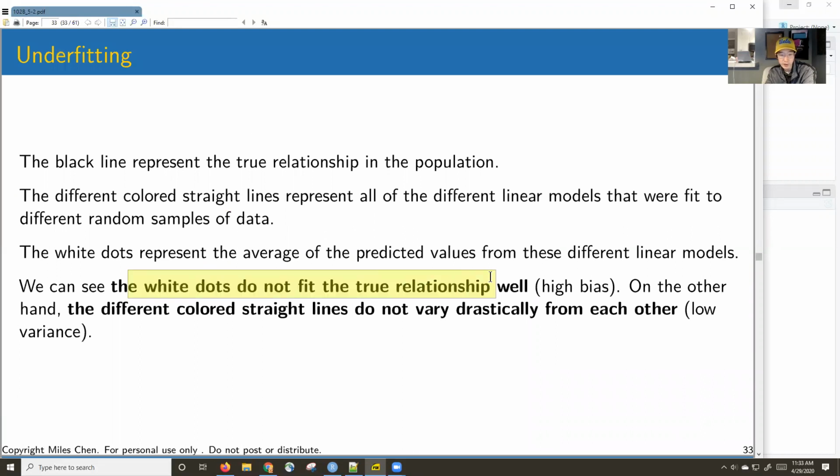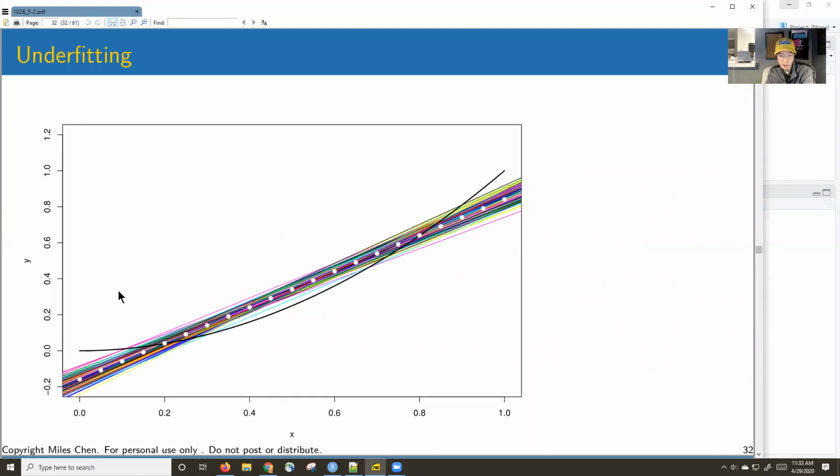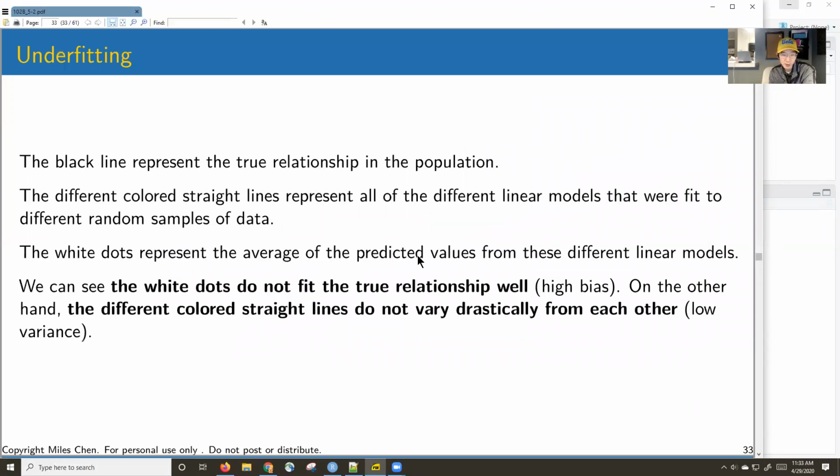Okay, so that's what we got. The white dots do not fit the true relationship well. That's high bias. The different colored straight lines don't drastically vary from each other, right? There's a bunch of different colored straight lines, but they overlap quite a bit. So that indicates low variance.